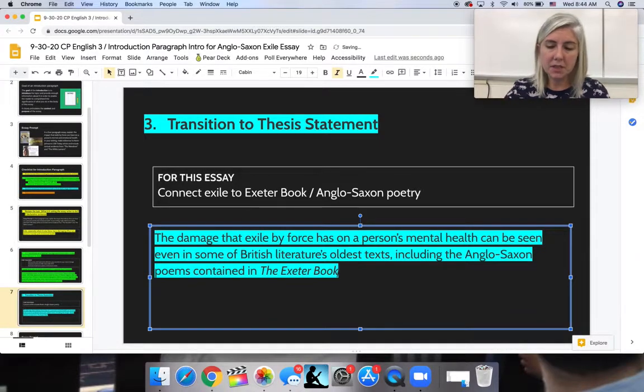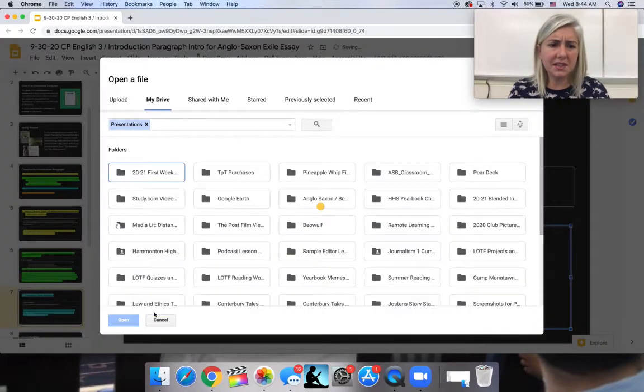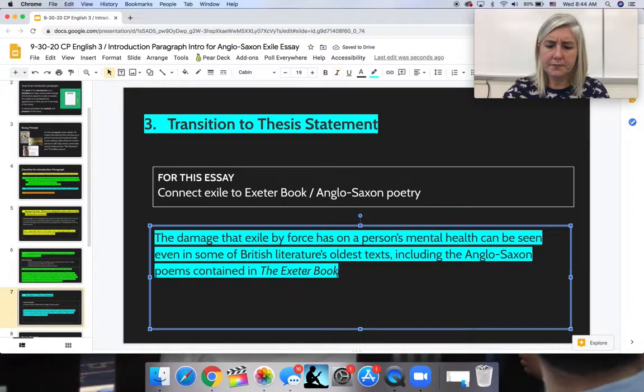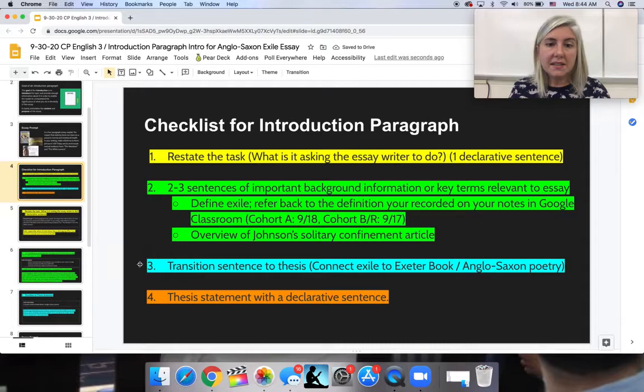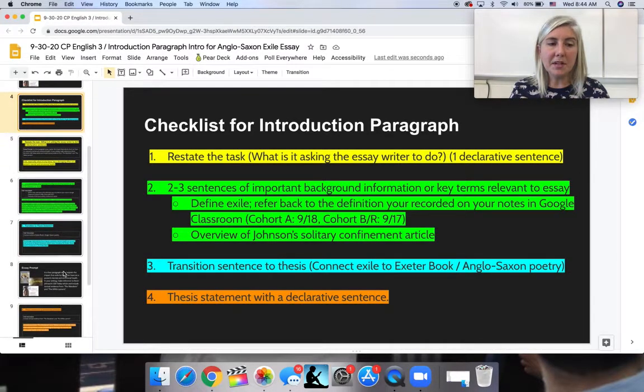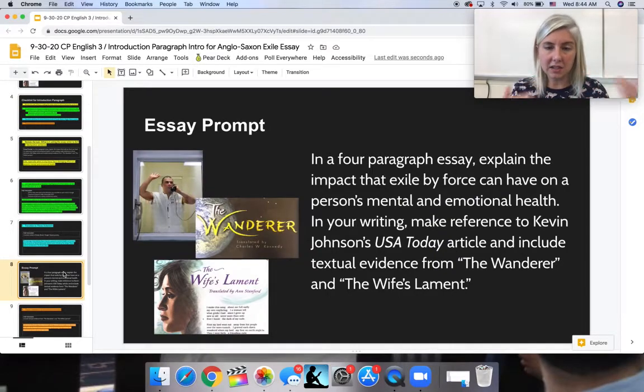There we go. Oh, I didn't mean to do what I just did. Okay, there we go. So we just did step 3, and now we're going to do step 4: a thesis statement that appears in the form of a declarative sentence.